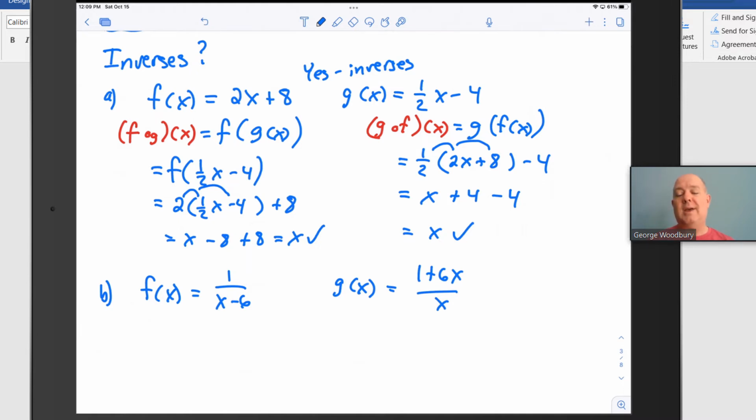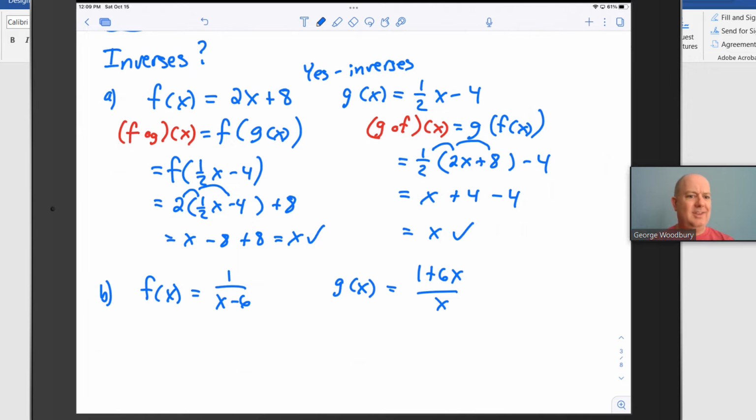Now, it should make sense to you that this works. In function f, we're taking an input, we're doubling it. In g of x, we're taking an input and taking half of it. In function f, we're adding 8. In function g, we're subtracting 4, but only after we've taken away half of it.